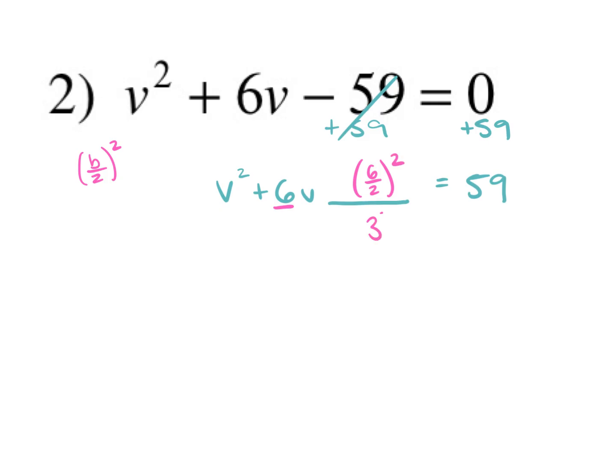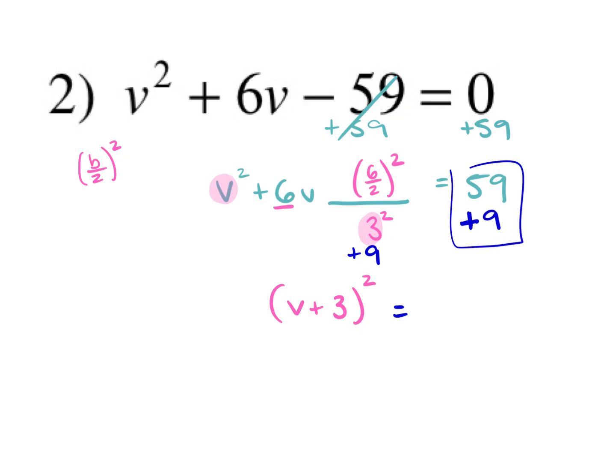Perfect. 3 squared. What's going to go into our parentheses squared? Awesome. The v and the 3. And since it's a positive 3, we put v plus 3 squared. All right, Cole, what do we do next? Add 9. 3 squared is 9, so we're technically adding 9 on the left side. What else do we have to do? Add it on the right side. So 59 plus 9 would be what? 68.